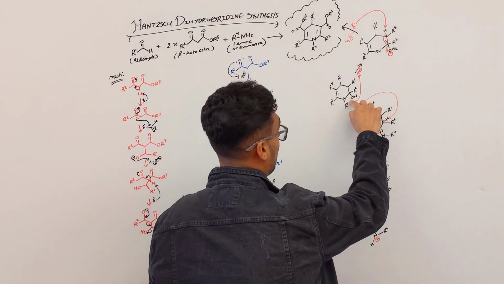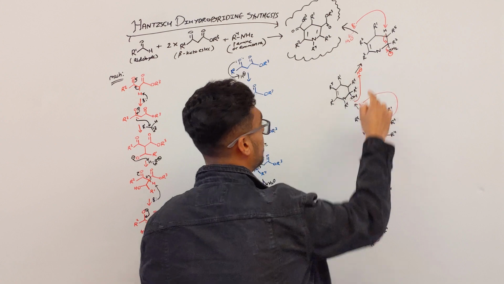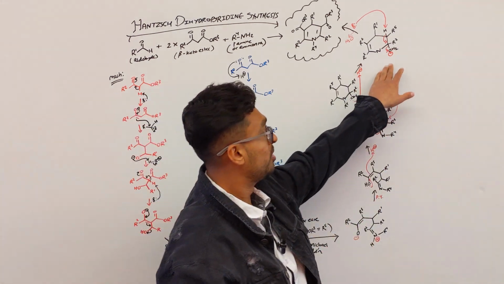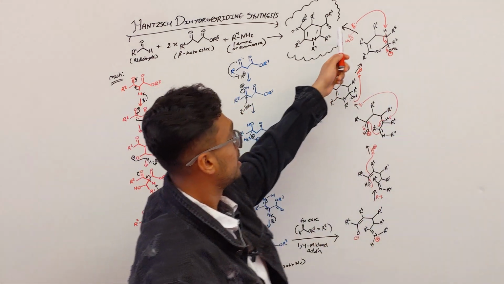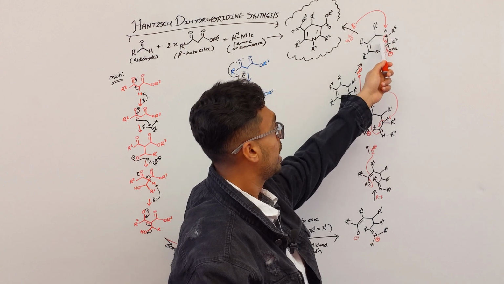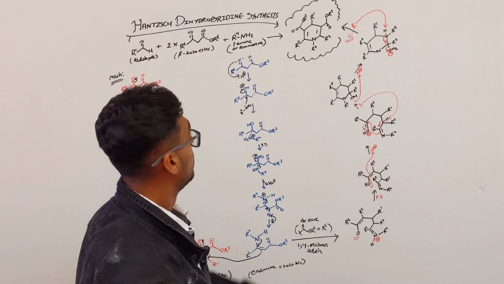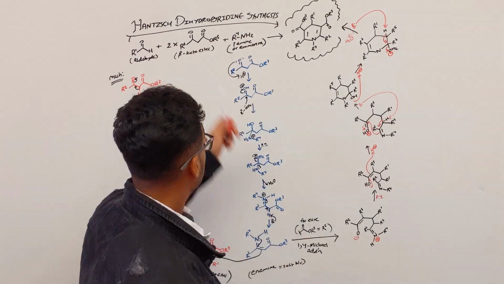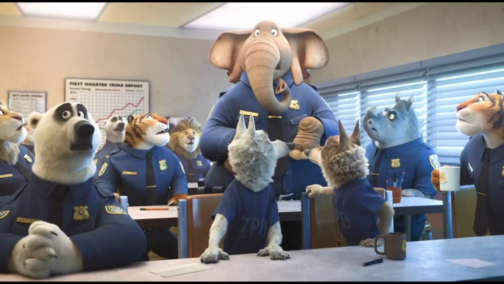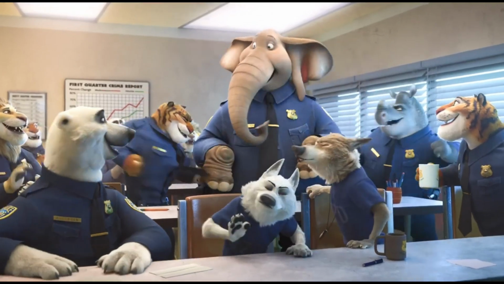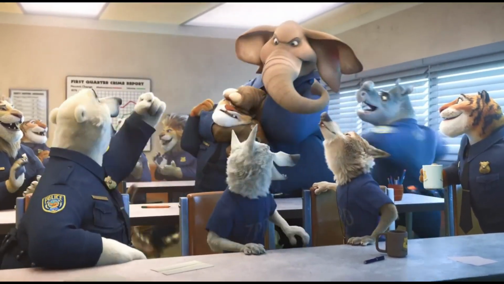After that, the hydroxyl group is going to get protonated. So now you have a good leaving group, which is water. A base is going to come, abstract that proton, and now you're going to generate that pi bond, and that water is going to be expelled. So now you're going to get this dihydropyridine. So that's all for Hantzsch dihydropyridine synthesis.